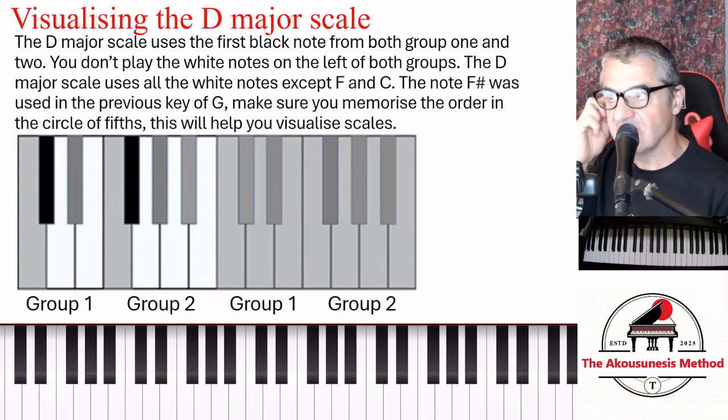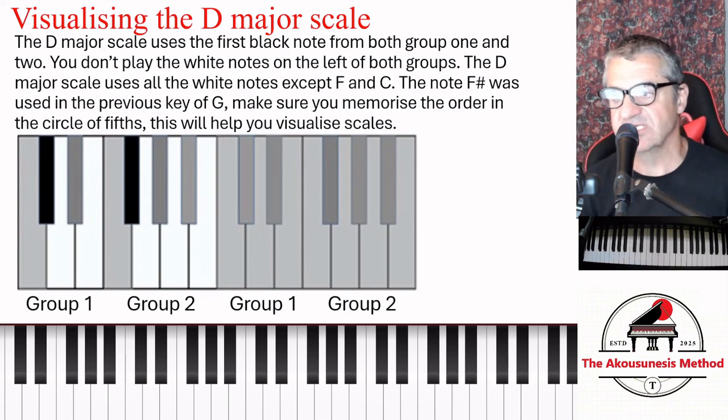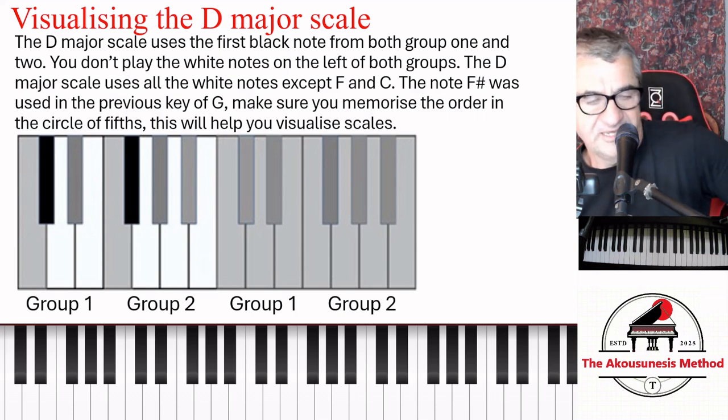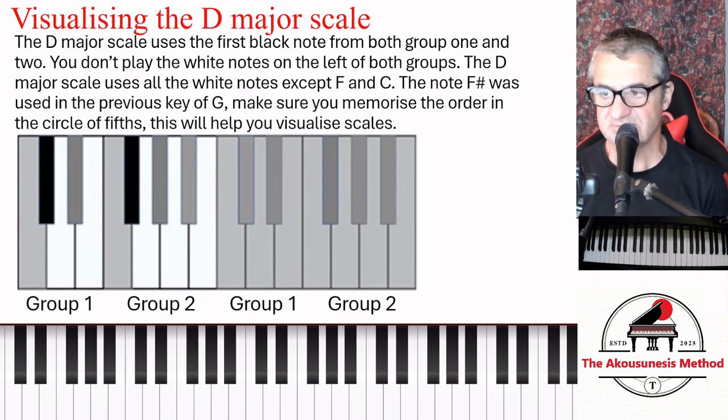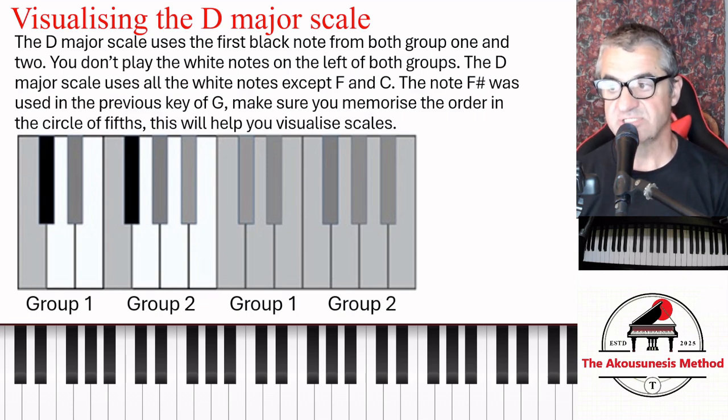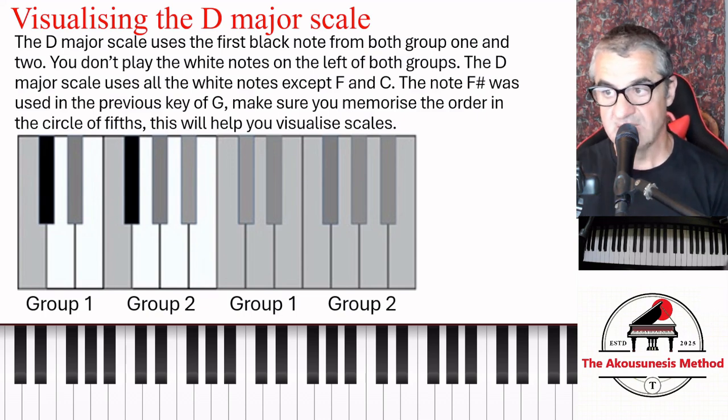Let's start with a visualization first. So straight away I can see two groups there. We've got group 1 and group 2. The first thing that stands out to me is the black notes, the first black note of each group, 1 and 2. Now you can see that the way we visualize it isn't the way we play it.